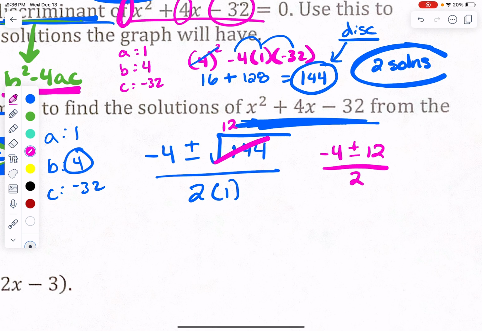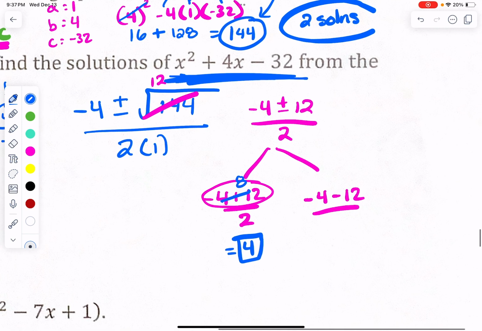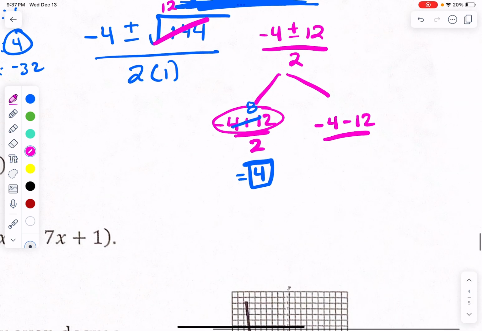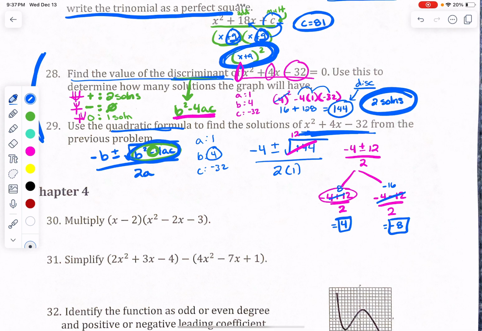Now, because that came out as a nice number, I'm going to actually give 2 answers. Negative 4 plus 12 divided by 2 and negative 4 minus 12 divided by 2. That's what my 2 answers will look like, right? If I do negative 4 plus 12, this is 8 divided by 2. So that answer comes out as 4. And I forgot my 2. Negative 4 minus 12 is negative 16 divided by 2 is negative 8. So those are my 2 answers. I said I was going to get 2 solutions, and I did.